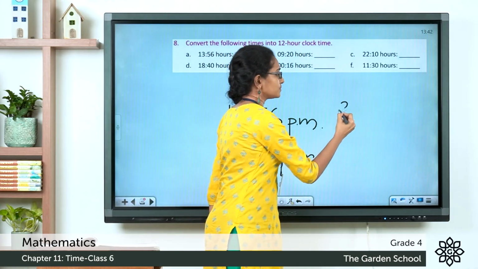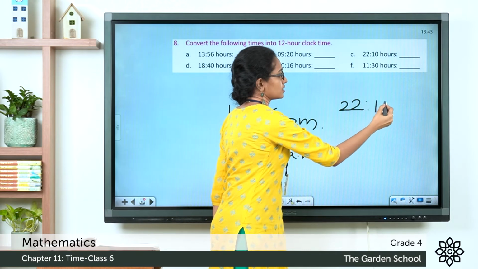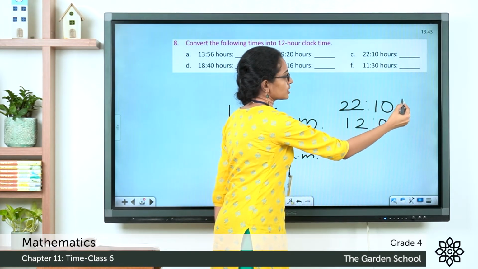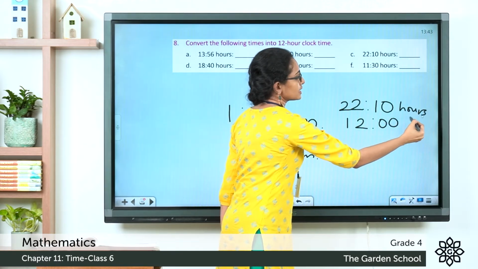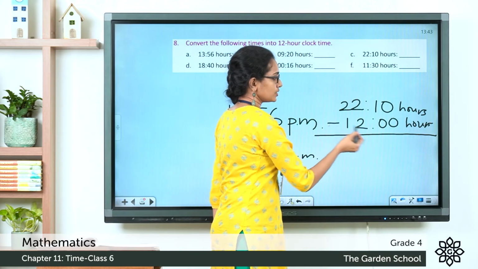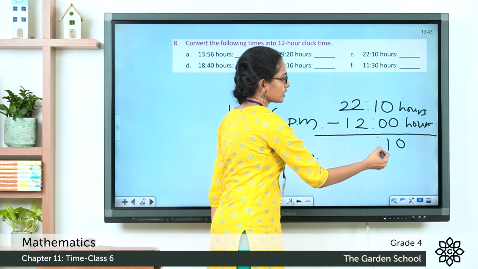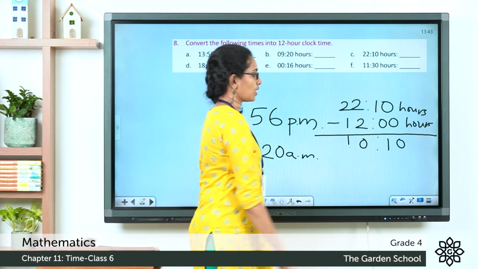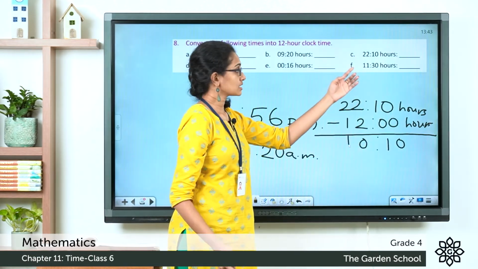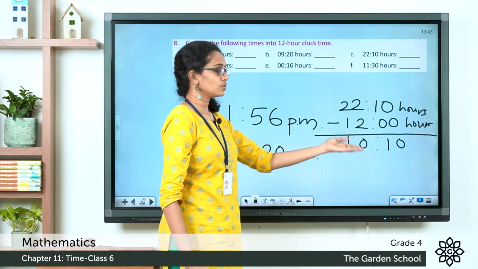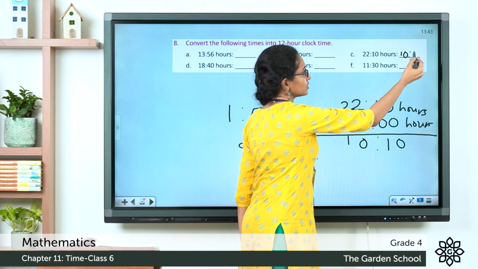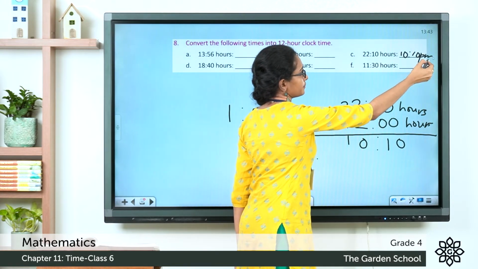You can just subtract 12 hours from this 22:10 hours to get the equivalent time in a 12-hour clock system. So that will be equal to 10:10, and since it is in the night time, you have to use PM here. So 22:10 will be equal to 10:10 PM.